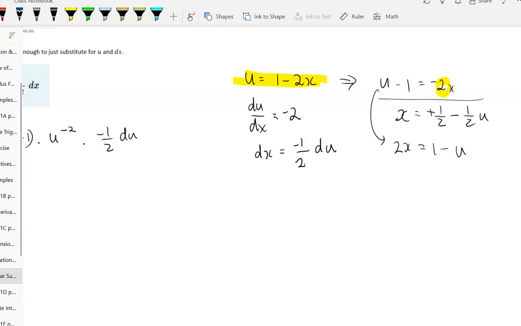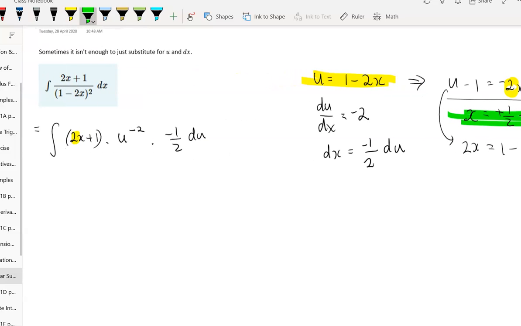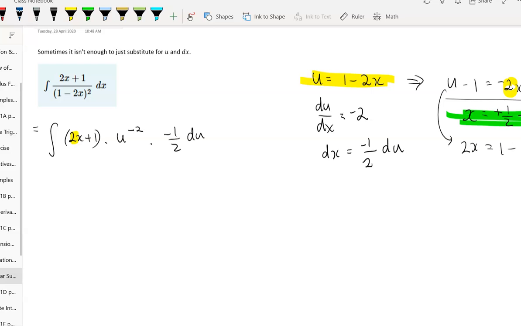Now, the reason I've done that is because more often than not, you're going to need to reorganize your u expression in terms of x on its own. So just be aware of that, and then you would substitute that in. But in this particular example, we've already got 2x, so that saves us a bit of time. So now I'm going to substitute that part in. So instead of having 2x, I've got 1 minus u. I've got 1 minus u plus 1 times u to the power of minus 2 times negative a half du.